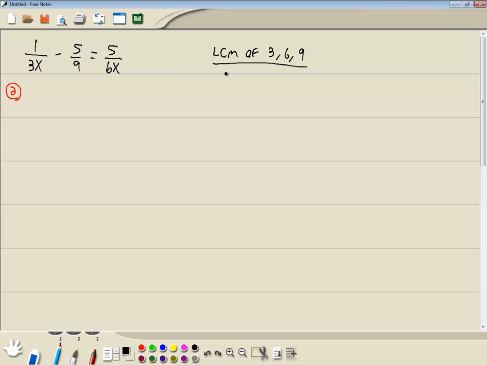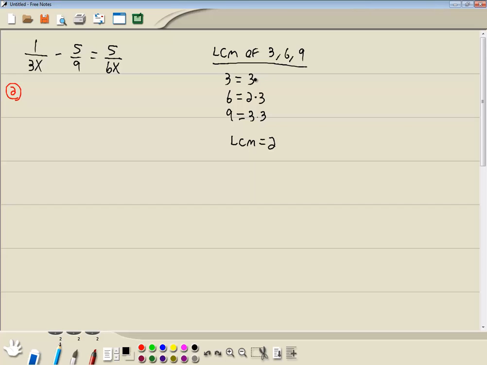Our steps for that is you write the prime factorization of each number down. Now 3 is already prime. 6 is 2 times 3. 9 is 3 times 3. Your LCM, you start with your first prime. You start with 2. We're looking for the greatest number of 2's on a single line. There's none here, there's 1 here, there's none here. So the greatest number of 2's is 1.